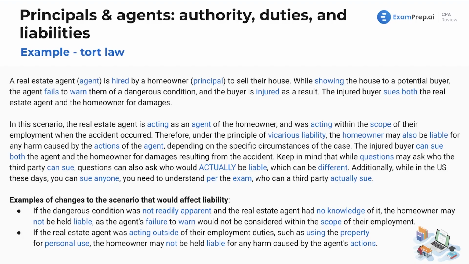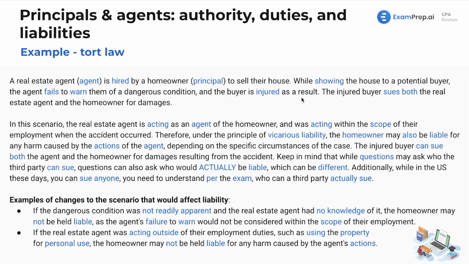More examples. We are running through examples. We're practicing, making sure you're prepped and ready to go. We've got a real estate agent. Who is the agent? Oh no, shocker. The agent is the agent. They're hired by a homeowner who's the principal to sell their house. While showing the house to a potential buyer, the agent fails to warn them of a dangerous condition and the buyer is injured as a result.